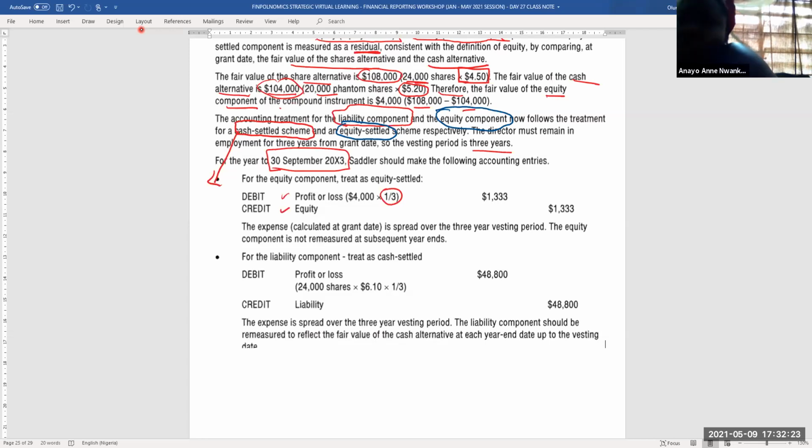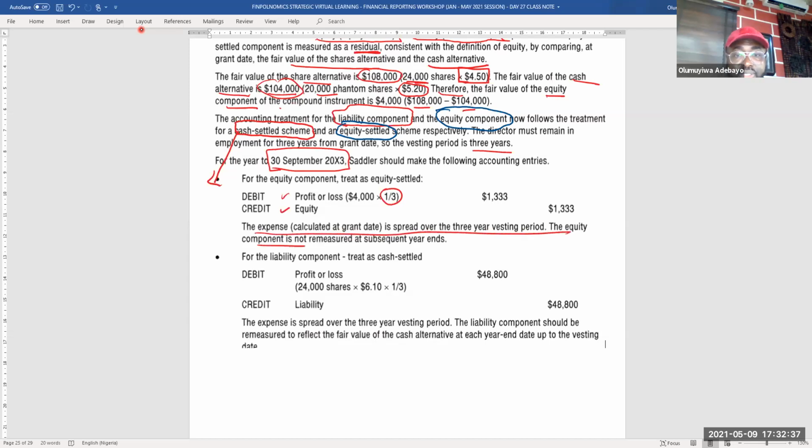$1,333, which is gotten by multiplying $4,000 by 1/3. That amount is the expense recognized evenly over 3 years, assuming the director will still be in that employment. That's what the statement means: the expense as calculated at the grant date is spread over the 3-year vesting period. The equity component is not remeasured at every reporting date, which is a key factor you need to know.